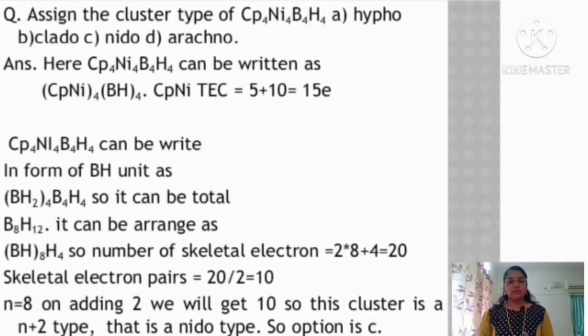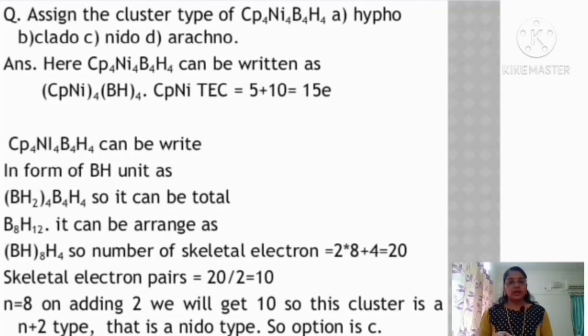Again, finding the total valence electron, each cyclopentadienyl gives 5 electrons. And nickel has 10 valence electrons, that is, the nickel outermost shell has 3d8 and 4s2, so the total will be 10 valence electrons. So again the total electron count will be 5 plus 10, that is 15. If it is getting 15 electrons, the boron unit to be replaced is BH2. So (CpNi) whole 4 can be replaced as (BH2) whole 4.